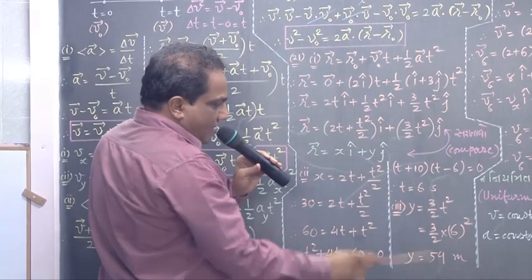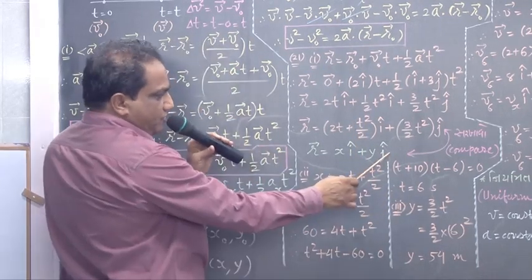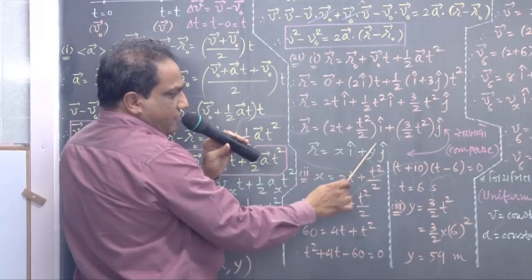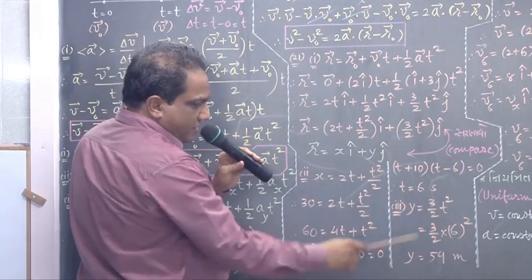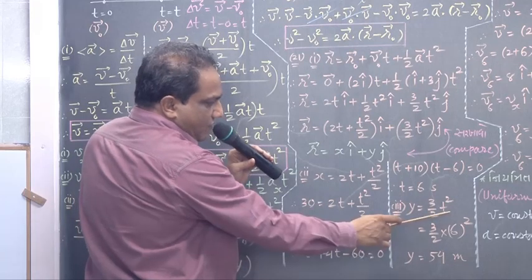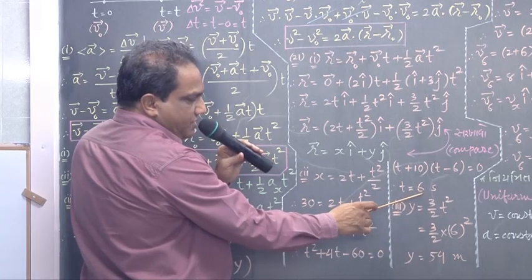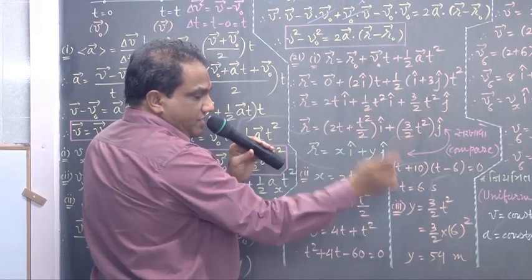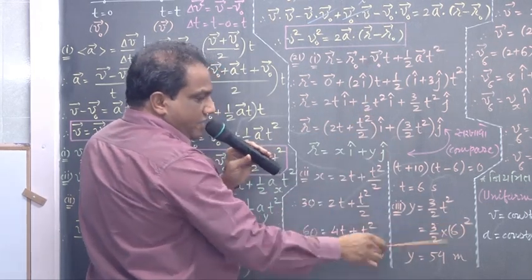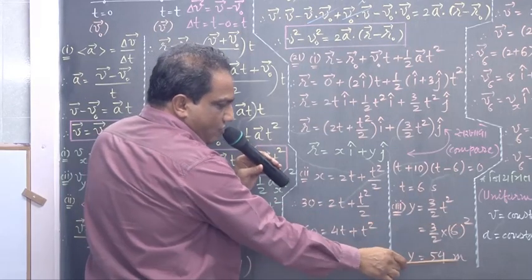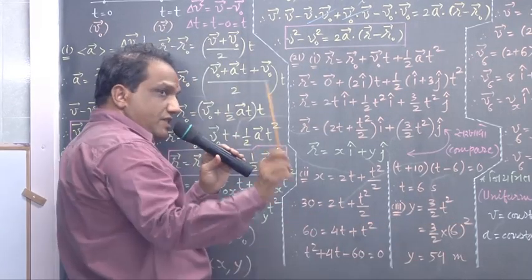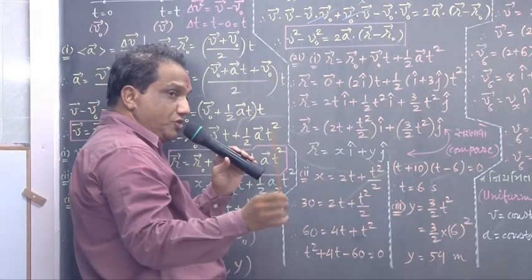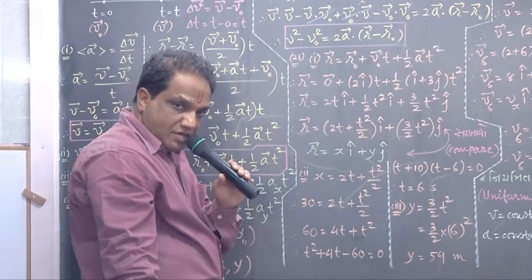Now what about y? The coefficient of j hat is y, and here it is 3 by 2 t square. So y equals 3 by 2 t square, with 3 by 2 as it is. Time you got is 6 seconds. Put it here. 6 square is 36. 36 upon 2 is 18. 18 threes are 54 meter. Now at the end of the same 6 seconds, they have also asked for the magnitude of velocity. I'm showing you.